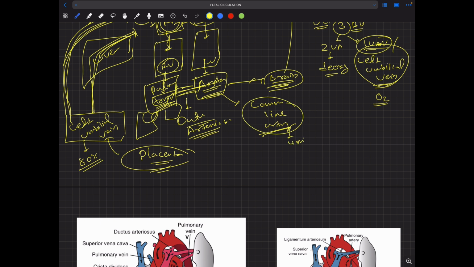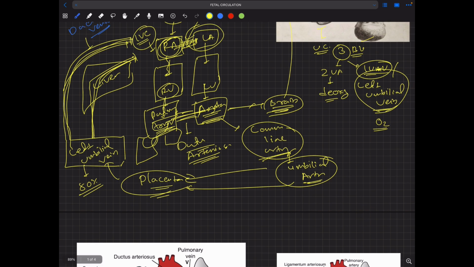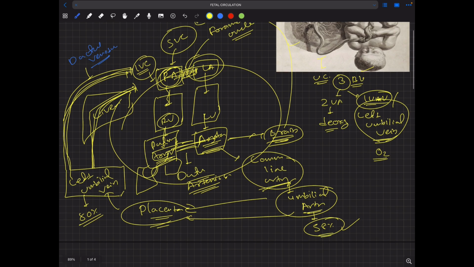From the common iliac arteries, two arteries arise. They are the umbilical arteries. These two umbilical arteries are connected to the placenta, and they carry deoxygenated blood. The oxygenated blood comes here, and through all these processes it becomes deoxygenated. The oxygen saturation in the umbilical artery is around 58%. Now it goes to the placenta.